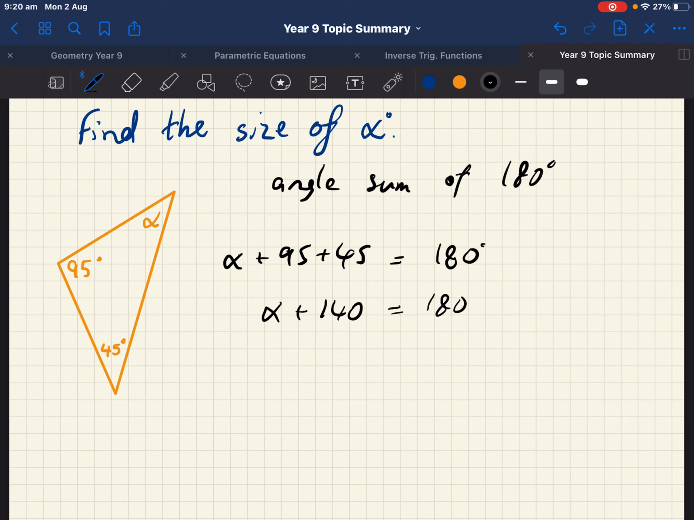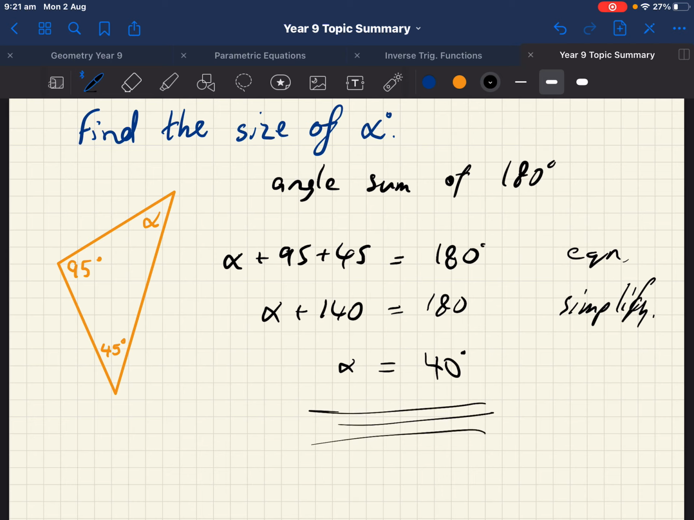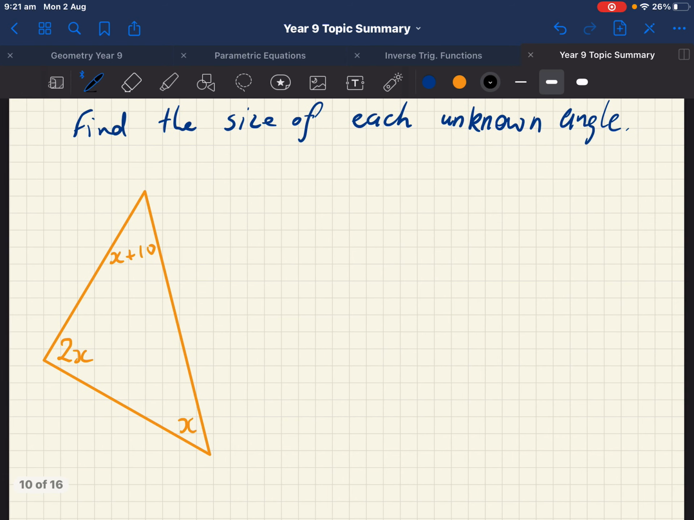So we used our geometry to get an equation. We then used our algebra to simplify the equation. And now we're actually going to use our equation solving to solve. To find the value of alpha, we need to get rid of this plus 140. So we're going to take away 140 degrees, leaving us with 40 degrees. That is the value of our answer of the missing angle.